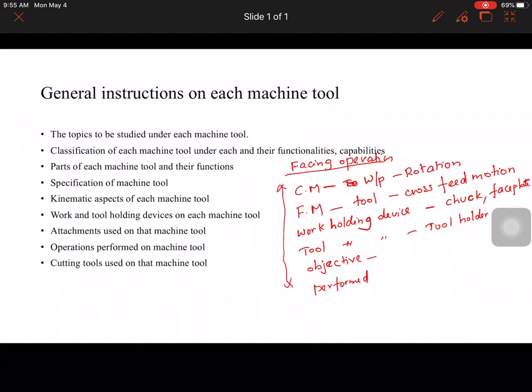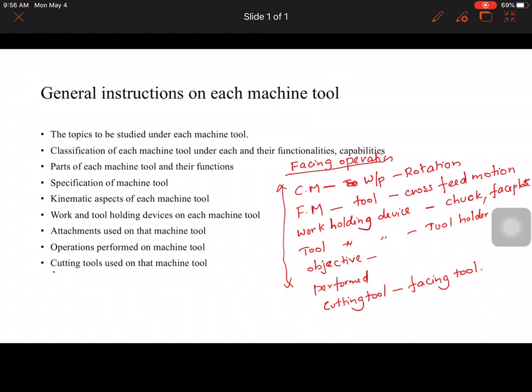So whenever you are talking about any operation, that has to cover what is the cutting motion you are providing, what is the feed motion you are providing, what are the work holding devices and tool holding devices, and what is the main objective of that facing operation. And you can also mention what is the cutting tool you are using. So the cutting tool that is used here is facing tool. That is a single point cutting tool. So you need to cover all these points whenever you are explaining any operation.